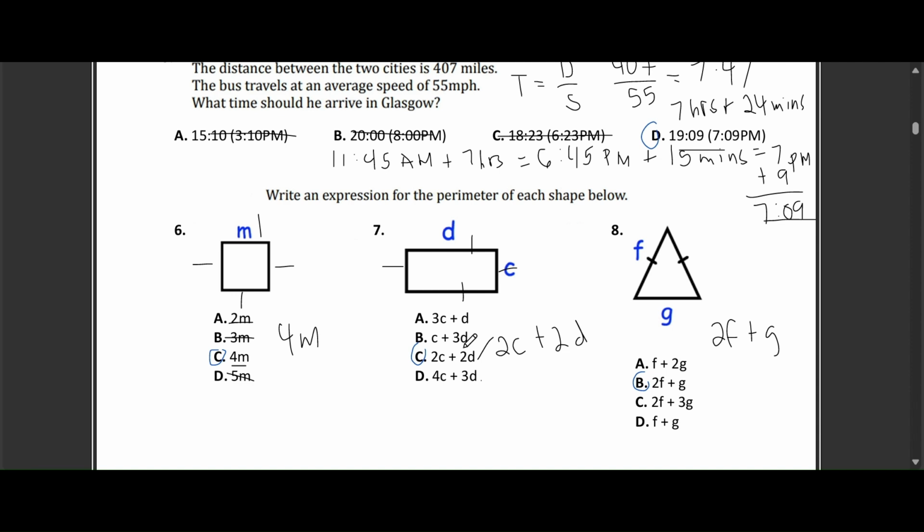Remember, the perimeter is the distance around the outside of the rectangle. A rectangle has 2 lengths, c, and 2 widths, d. So the perimeter is 2 lengths plus 2 widths, which is 2c plus 2d. All other options are incorrect combinations, so the answer is C, 2c plus 2d.